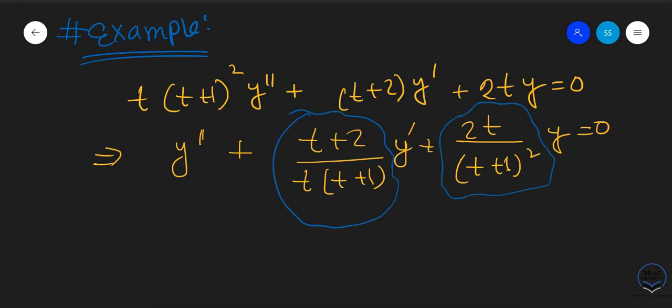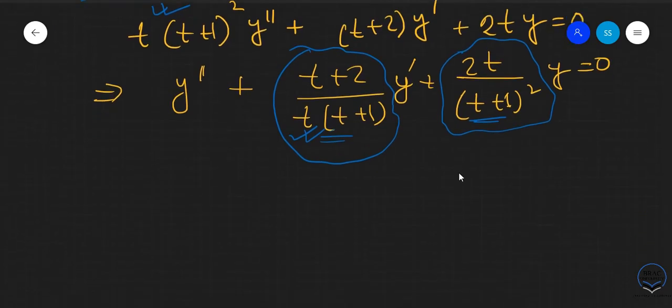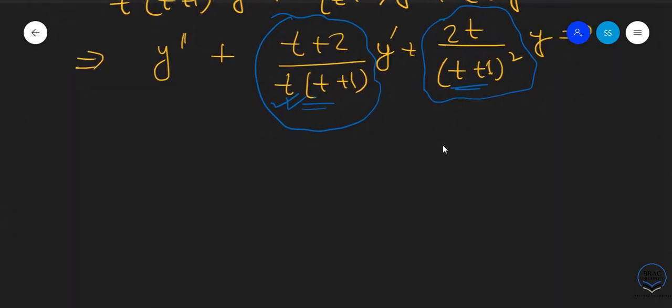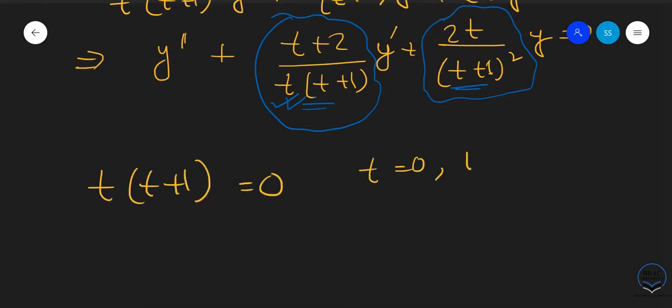And to find the singular points, we just look at the denominator and find out for which points this denominator and this denominator are 0. Obviously you can also go with the p and q part as well. It won't hurt if you do that. So if you just make t times (t plus 1) equal to 0, this gives you t equals either 0 or t equals minus 1.